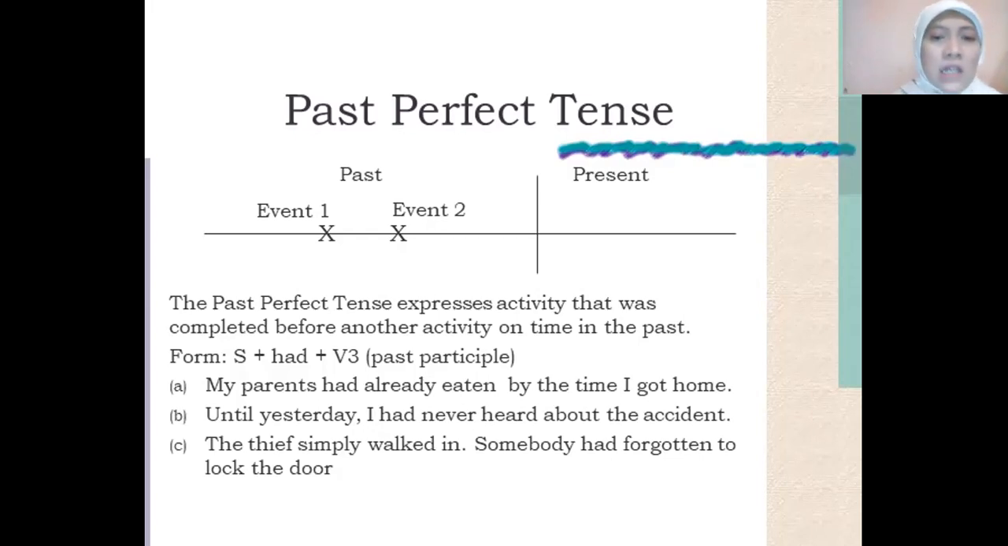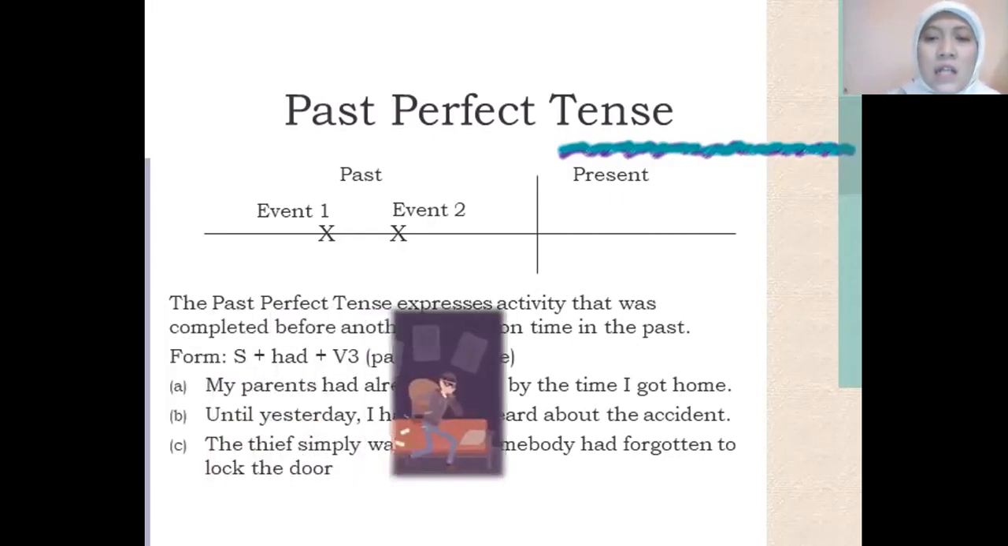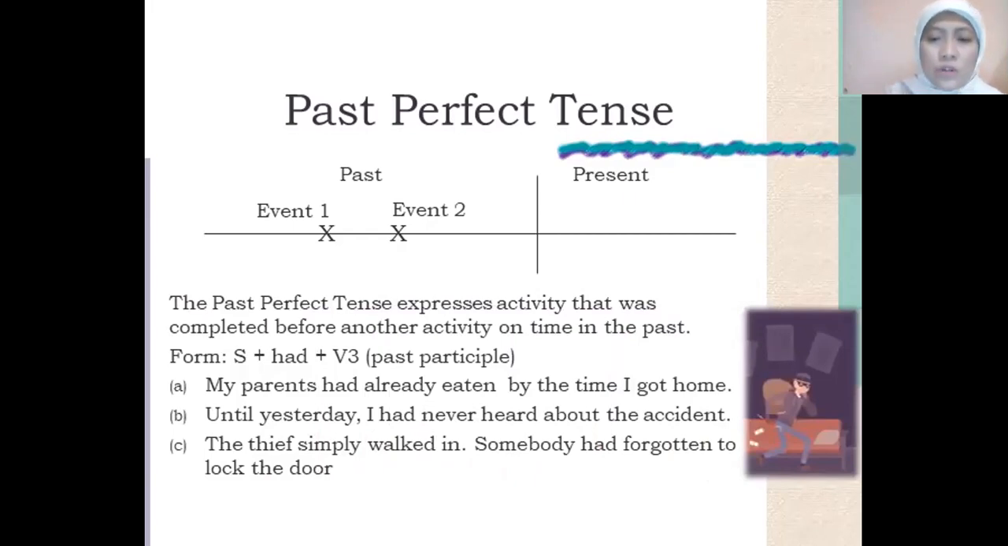Example C, the subject somebody and then had and verb 3, forgotten. The thief simply walked in. Somebody had forgotten to lock the door.